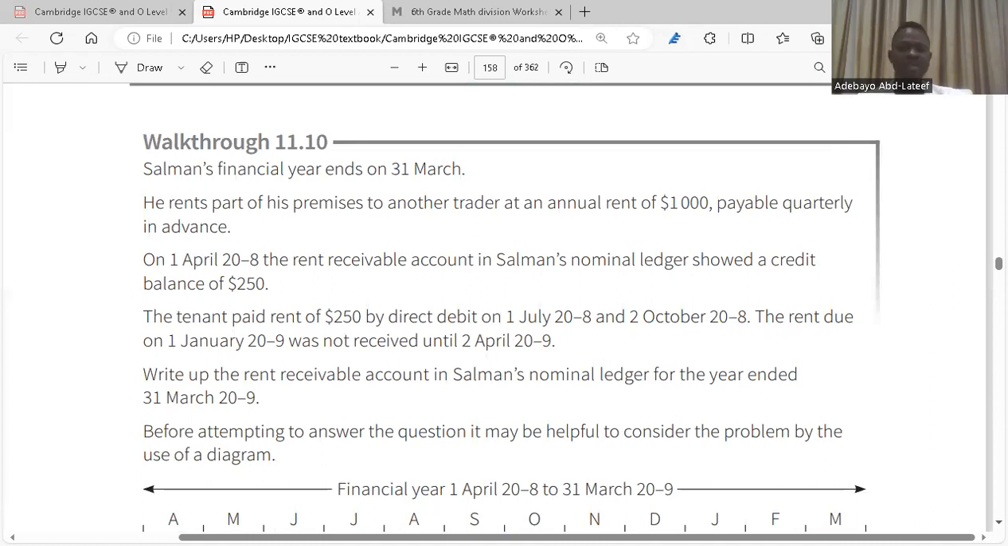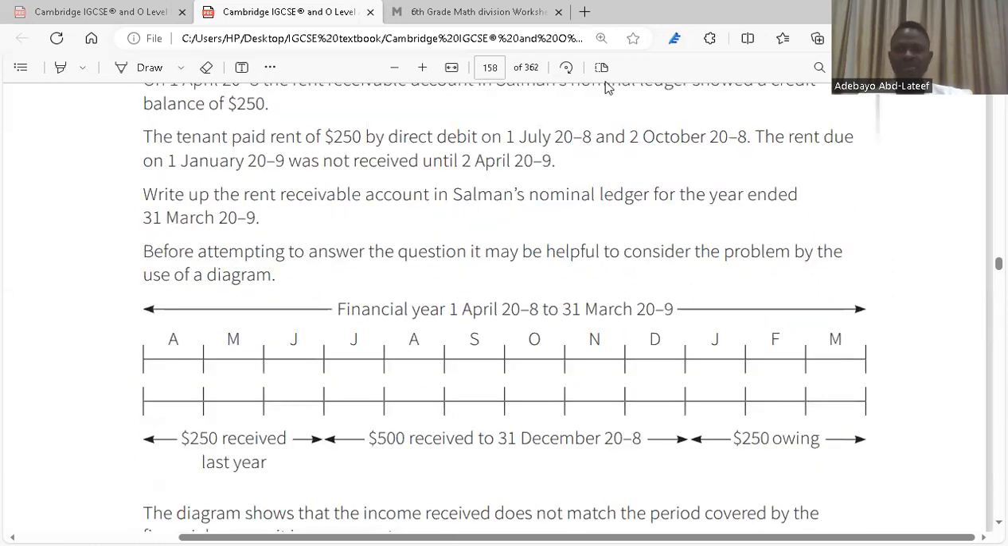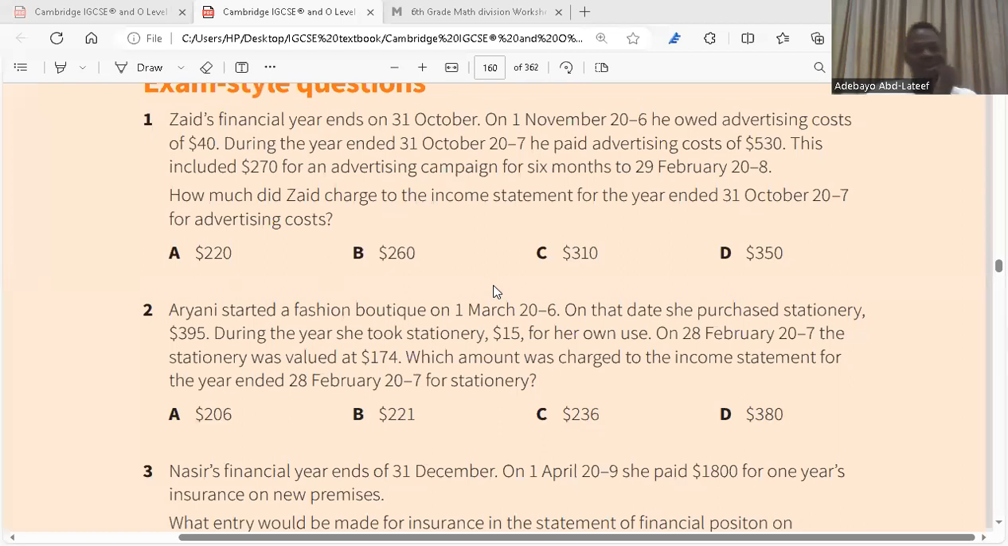So here they said, Summer's financial year ends on 31st of March. He rents part of his premises to another trader. I think we did this. Hold on, please.